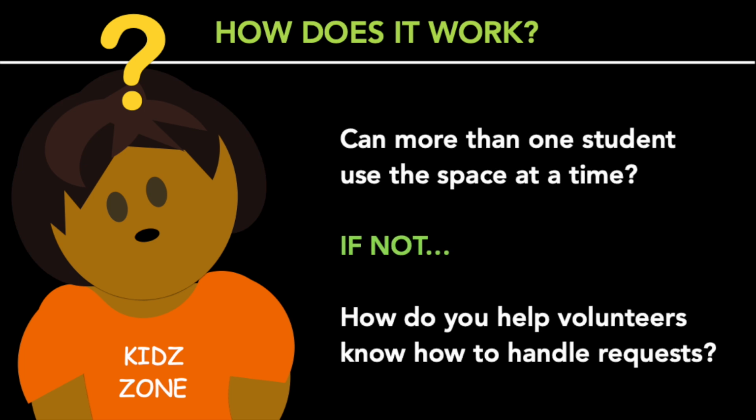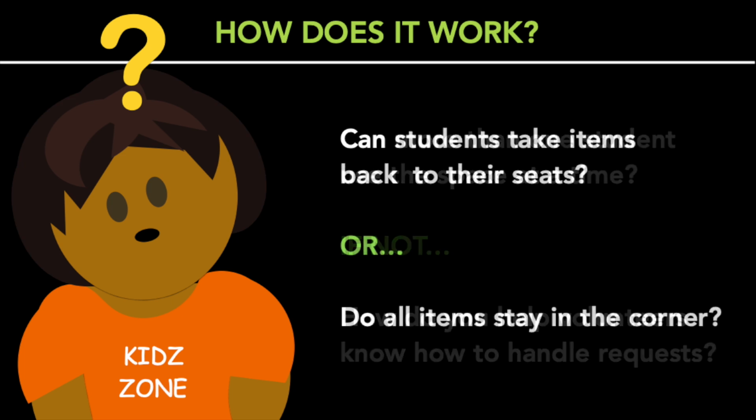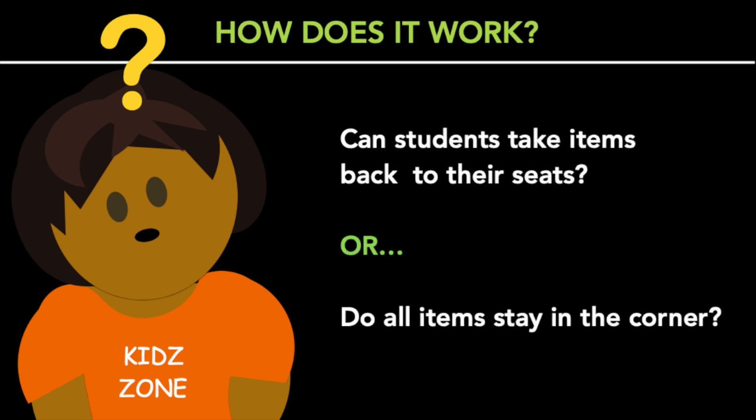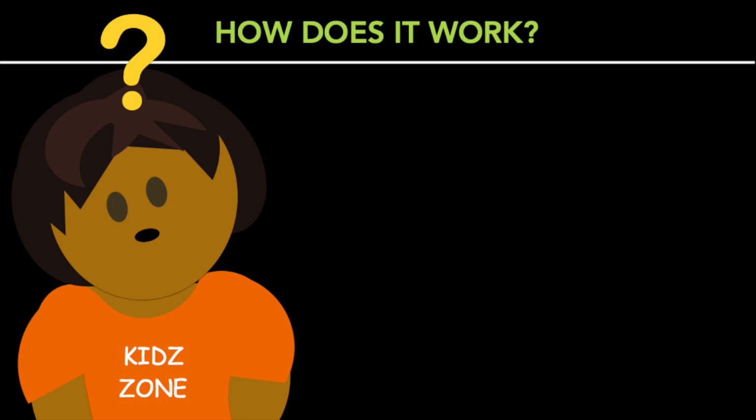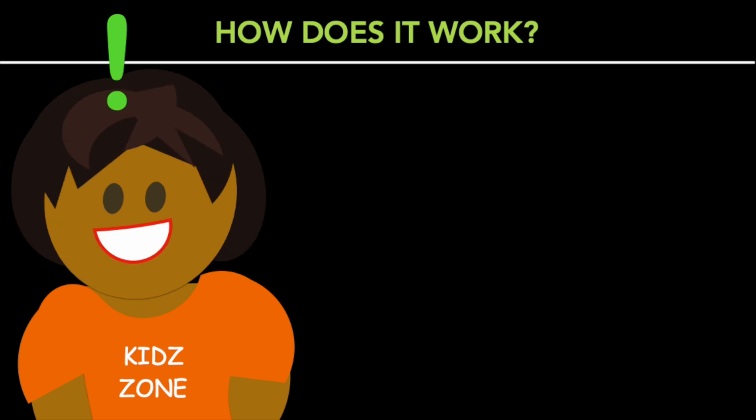Can more than one student use the space at a time? And if not, how do you help volunteers know how to handle more than one student wanting to use the space at once? And can students take anything out of the corner, like a fidget or headphones, and take them back to their seat, or do all the items stay in the corner at all times? How you answer these questions is up to you. What matters most is that the expectations are clear to everyone.